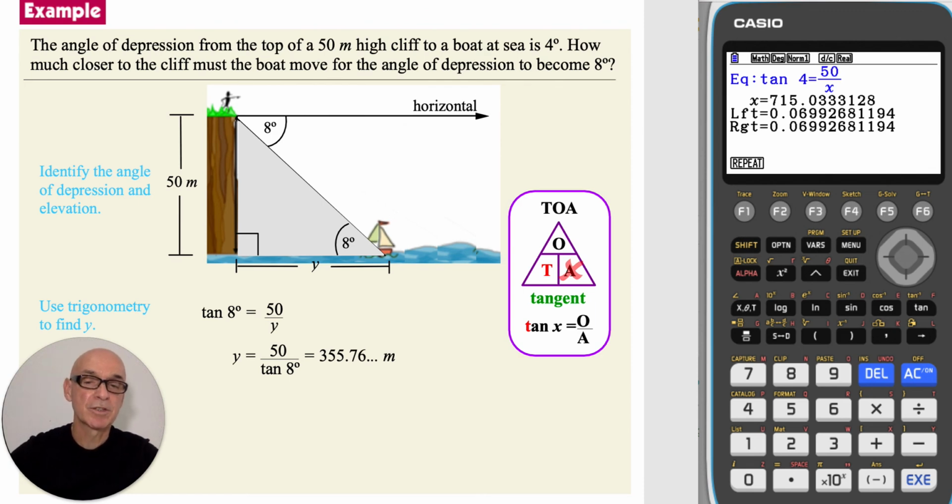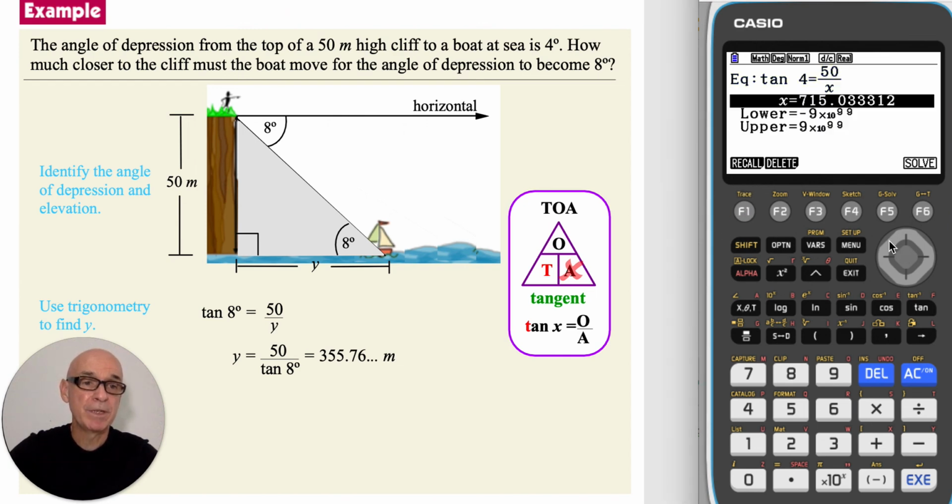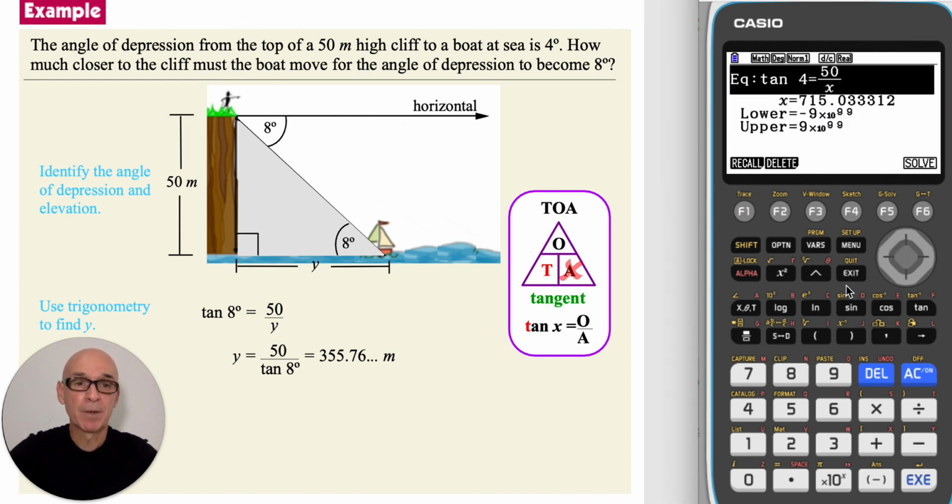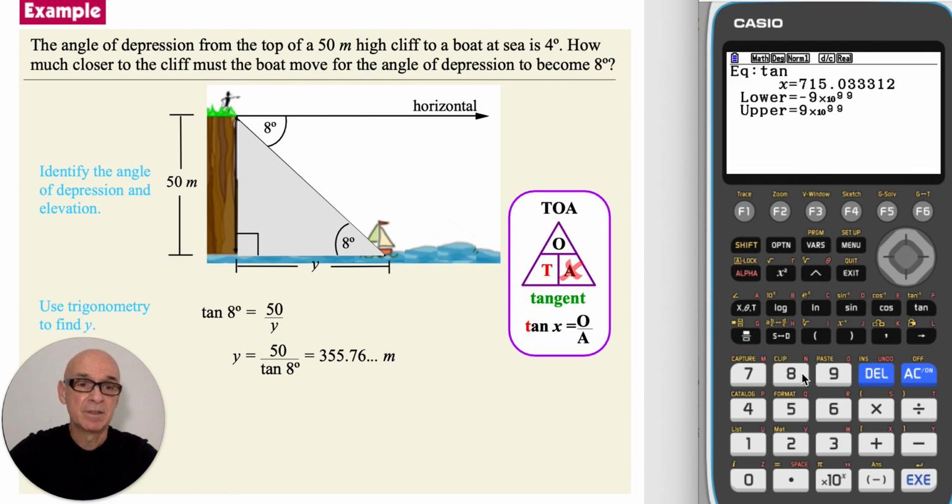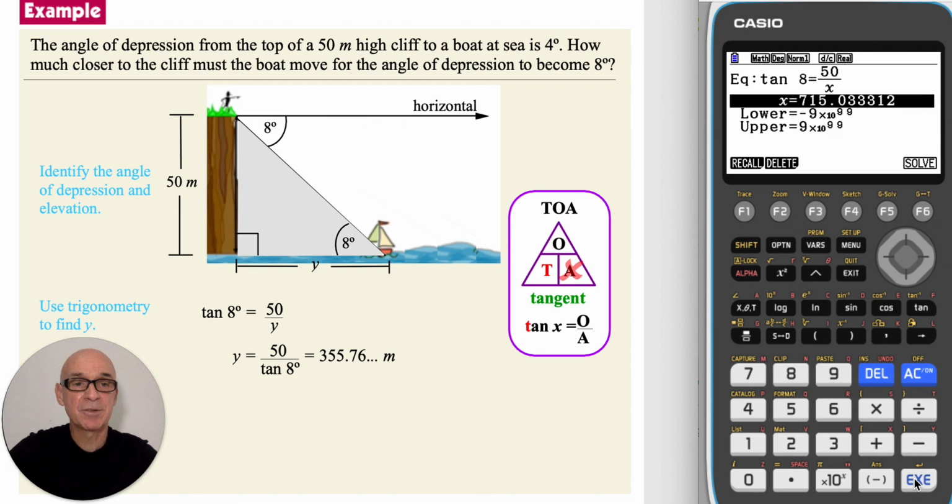Alternatively, we can solve the equation on the calculator without the need to rearrange it. Pressing F1 for a repeat calculation, scrolling up, pressing tan of 8, shift to access equals, pressing the fraction button, putting 50 in the numerator, scrolling down and pressing the x variable button for the denominator. Pressing execute to enter the equation and F6 to solve the equation.